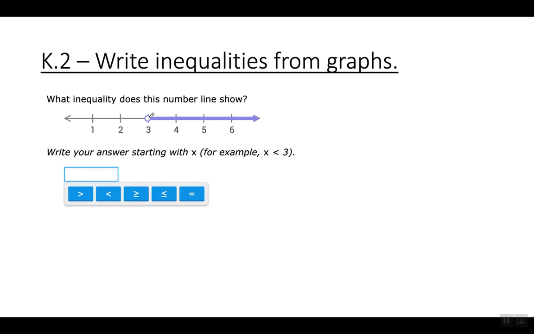Alright, so what inequality does this number line show? Okay, so again, the shaded region is represented by X. So X is a number. We're not sure what it is, but it's greater than 3. So I'd have to pick this sign right here.